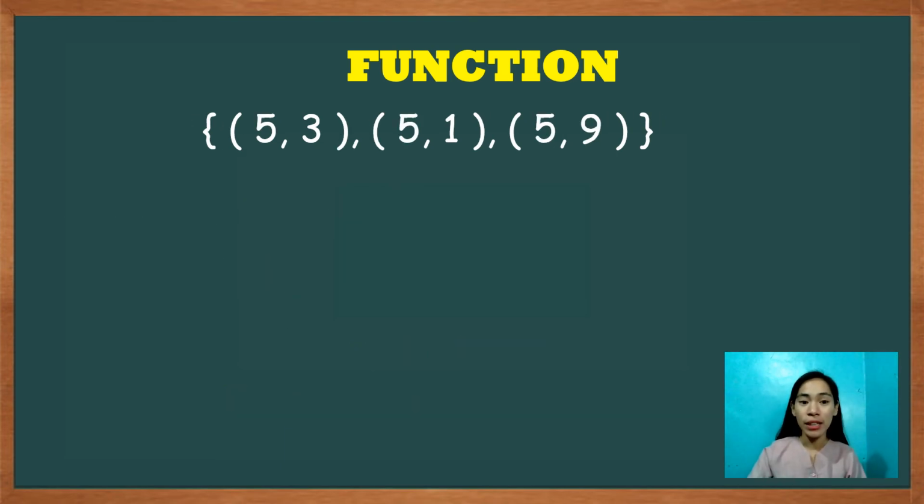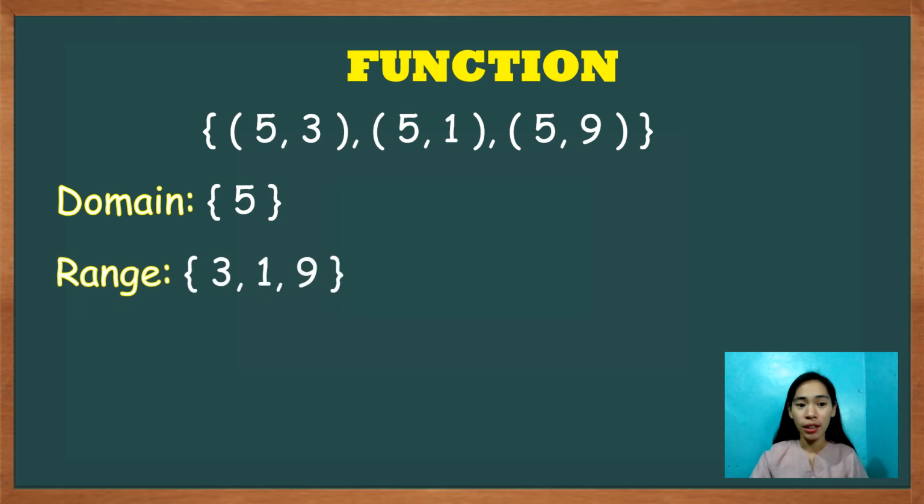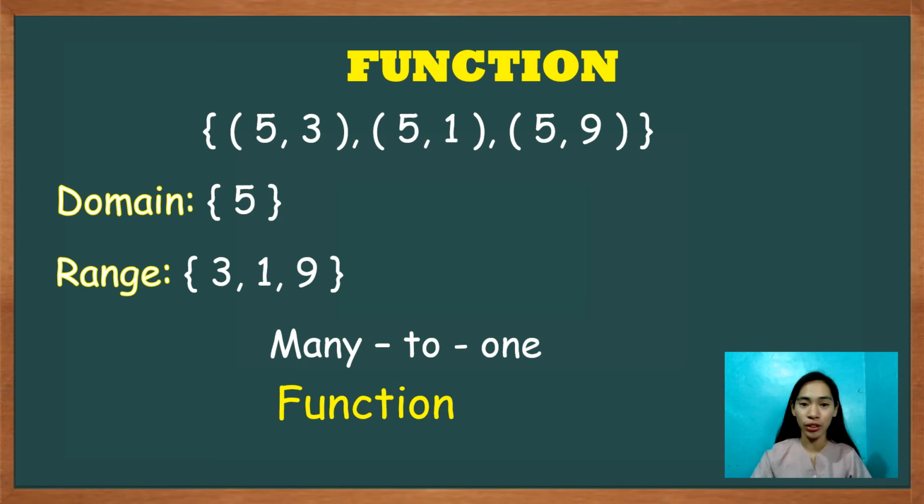Next example, we have the set containing the ordered pairs (5, 3), (5, 1), and (5, 9). If we observe, we can see that the domain is paired with more than one range. So the domain is 5. The range is 3, 1, 9. Therefore, this is a 1-to-many relation. And by definition, it is not a function.